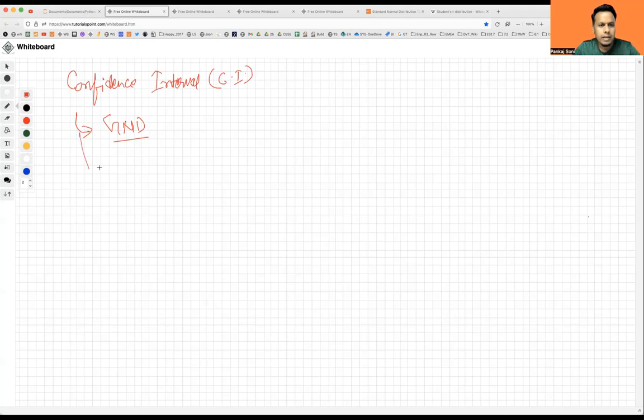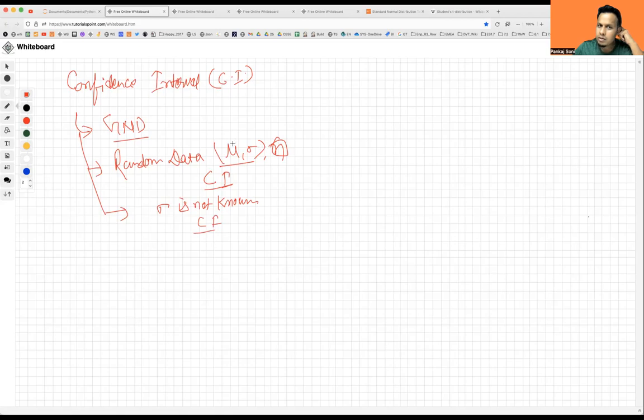Let's say you have random data where mu is known, sigma is known, and the number of samples n is known. We'll see how we can calculate the confidence interval. And another case where sigma is not known, how can we calculate the confidence interval? All those cases we'll see. In some cases you will know mu, sigma and n.